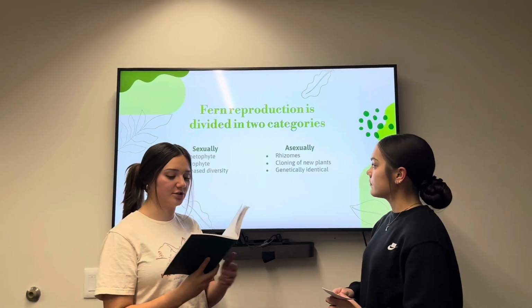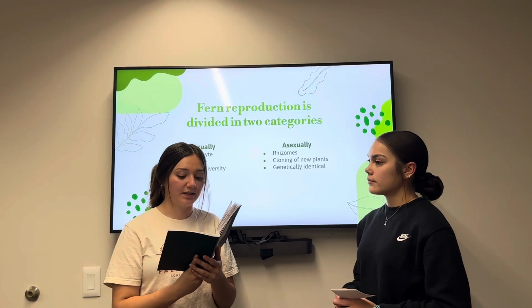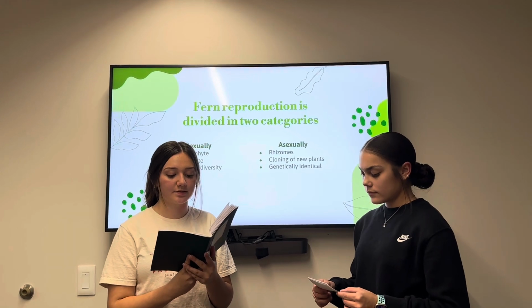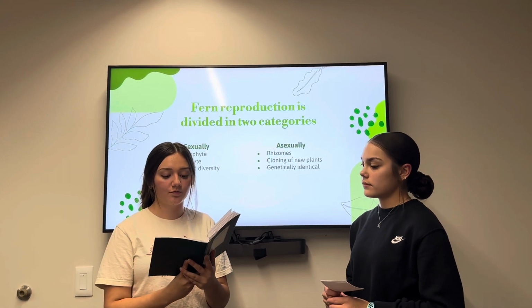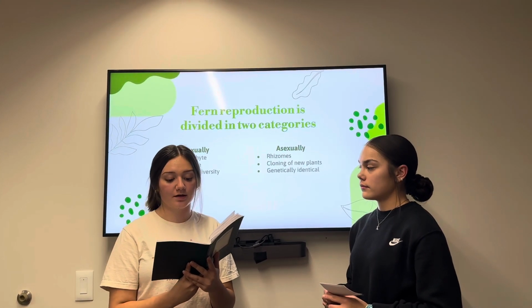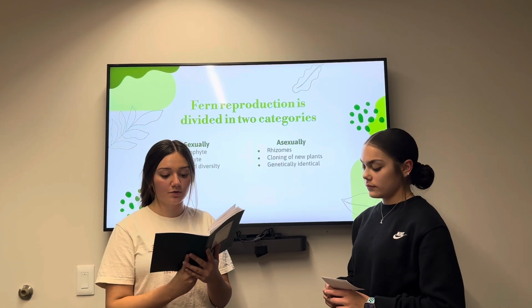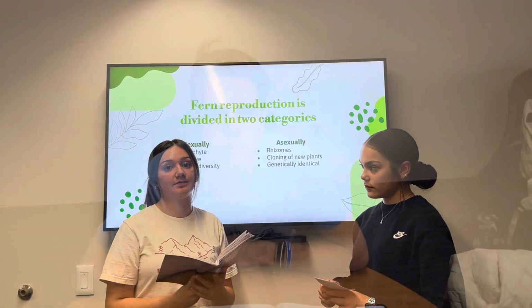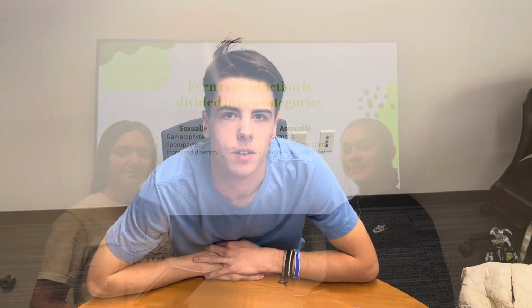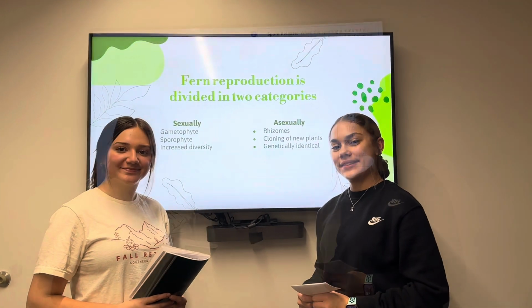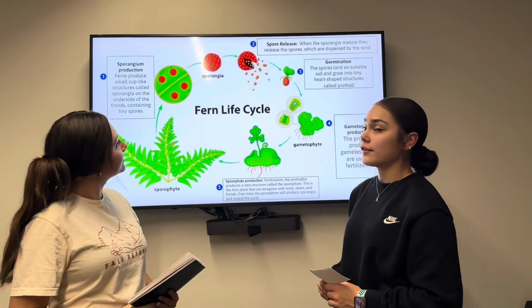Second is asexually. Ferns spread asexually mainly through rhizomes, which are underground stems. These rhizomes grow and create new roots and fronds, making exact copies of the parent plant. This process is called vegetative cloning, which forms new colonies of plants with the same genetics. So pretty much sexually increases genetic diversity, while asexually just makes the plants identical. Yes, exactly.